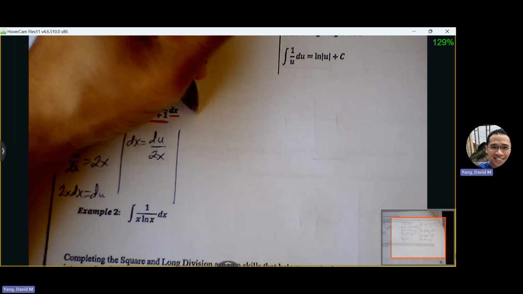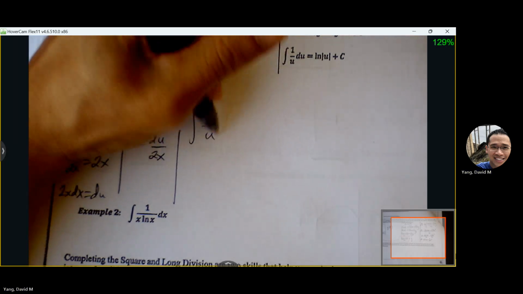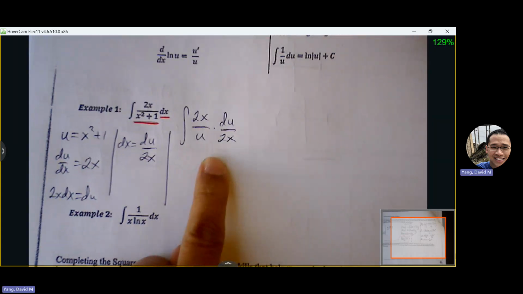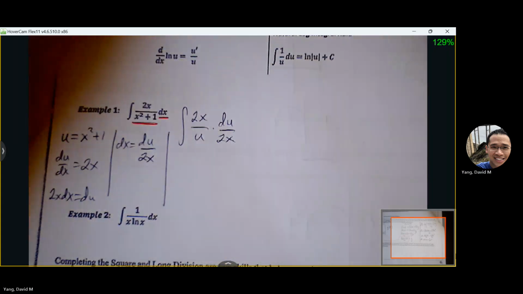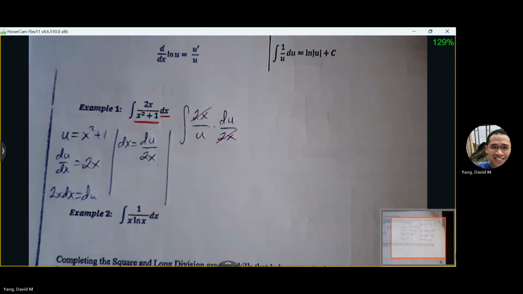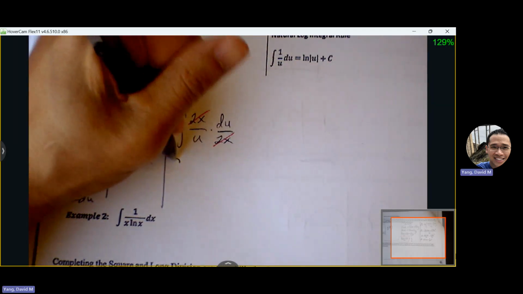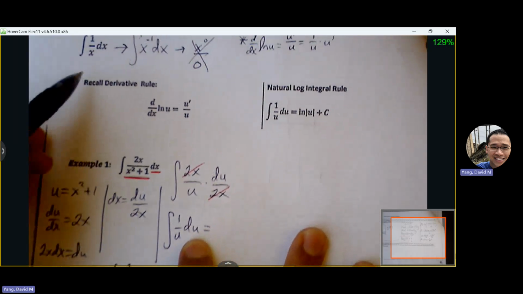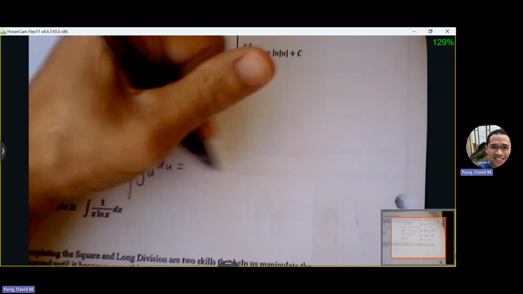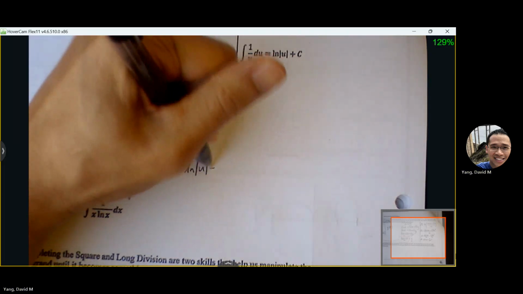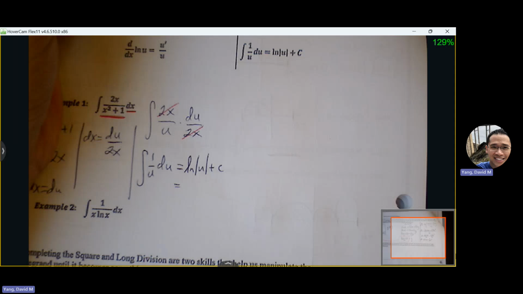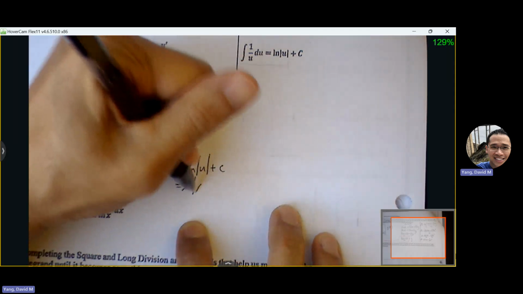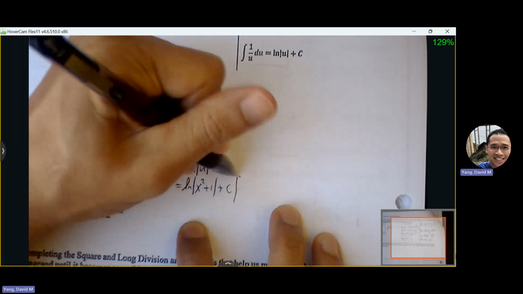Okay, make our substitutions. Do we have our x's canceling out? Yes. So we're left with the integral of 1 over u du. And this matches perfectly with the rule that's available to us, which is natural log absolute value of u plus c. And u is only a temporary variable, so we've got to bring back our original variable in terms of x.